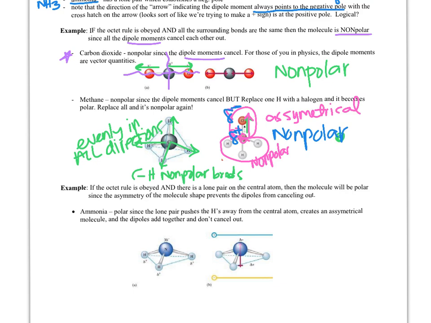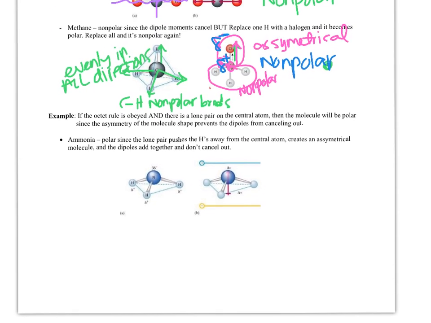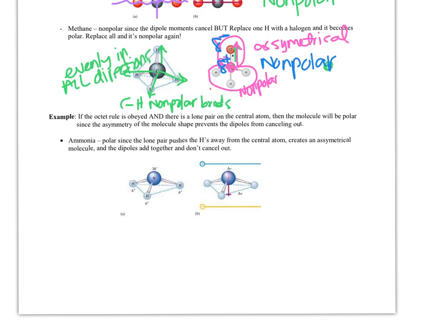All right. So another example you'll see is if the octet rule is obeyed and there's a lone pair on the center. So this is when we end up with stuff that is polar versus nonpolar.